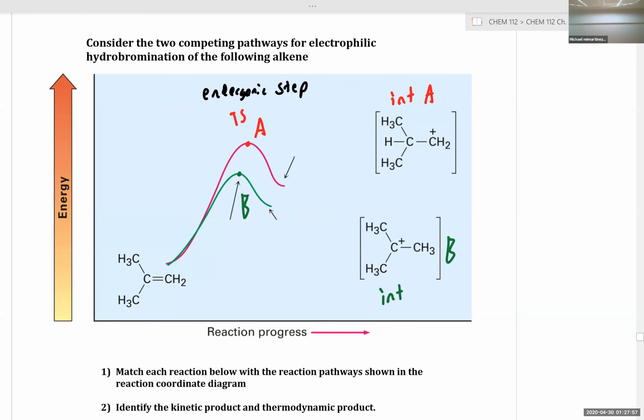why is B preferred over A? So what makes B a lower energy intermediate? So someone mentioned placement of the carbocation. What is a more stable carbocation, primary or tertiary? Which carbocation is lower in energy? Tertiary, yep. So the tertiary carbocation is more stable, and as a result, the transition state for B is lower in energy.